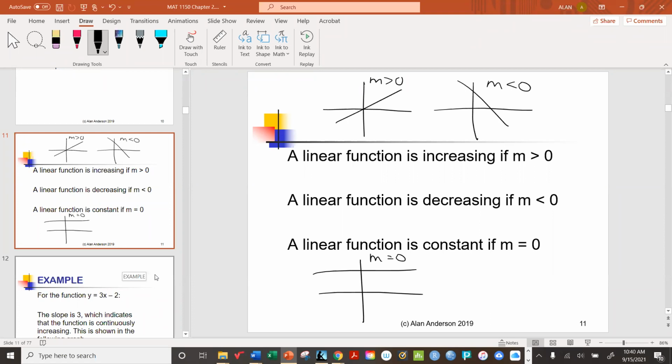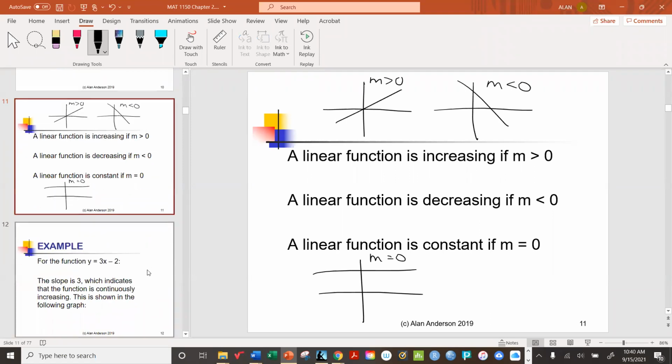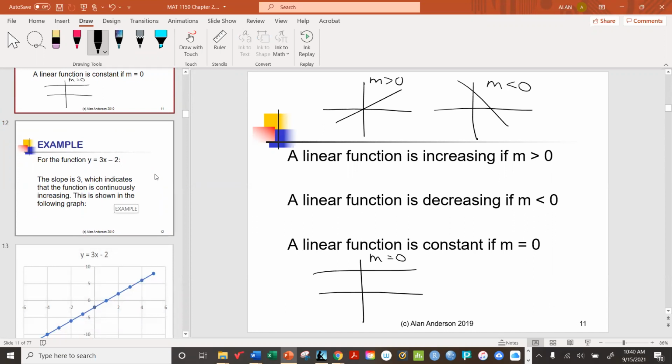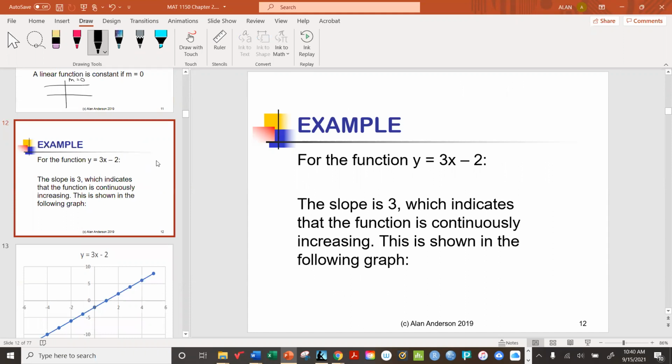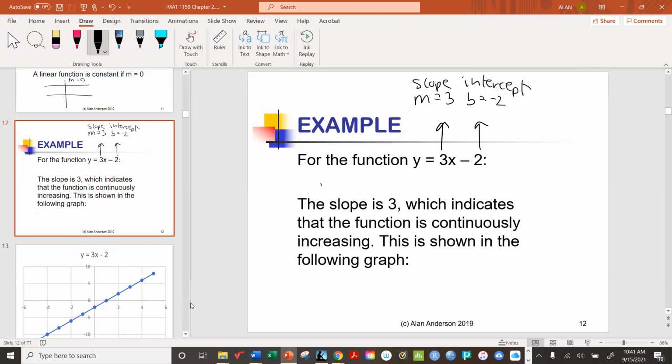Now, for example, the function y equals 3x minus 2. What do we know about this function? Well, right away we know the slope is 3. The intercept is -2. And because the m is positive, before we even look at the graph, we know that it looks something like this. Now, on the other hand, I just realized I didn't draw this well because the vertical intercept is negative. It has to be down here somewhere.